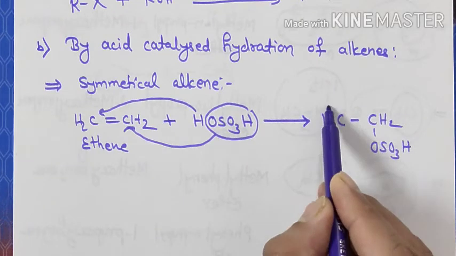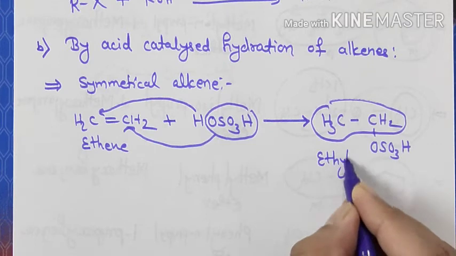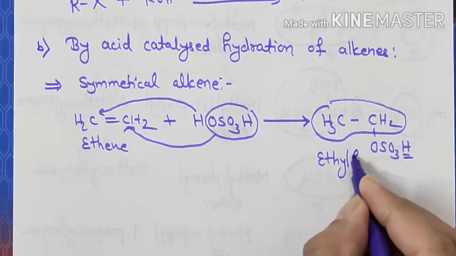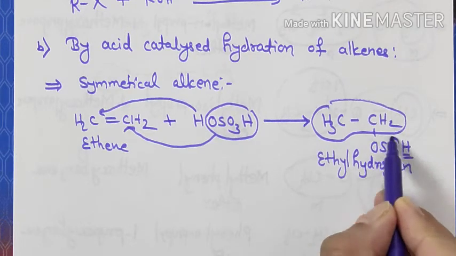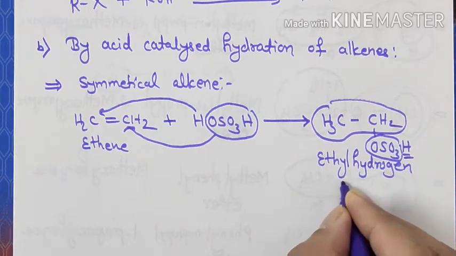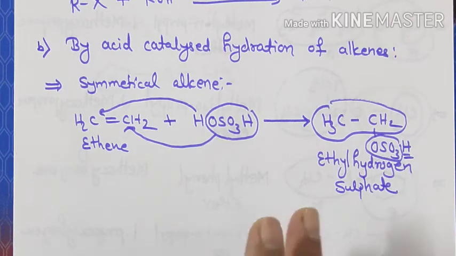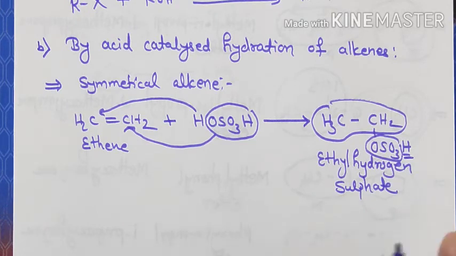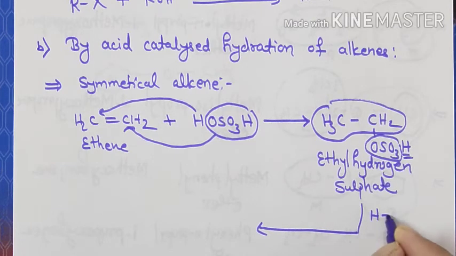What will be the name of this, student? This is ethyl, and this is hydrogen, and SO4 is left. This is called sulfate, so the name is ethyl hydrogen sulfate, right? Understood this? Now to this ethyl hydrogen sulfate we add water, HOH, and we heat this.